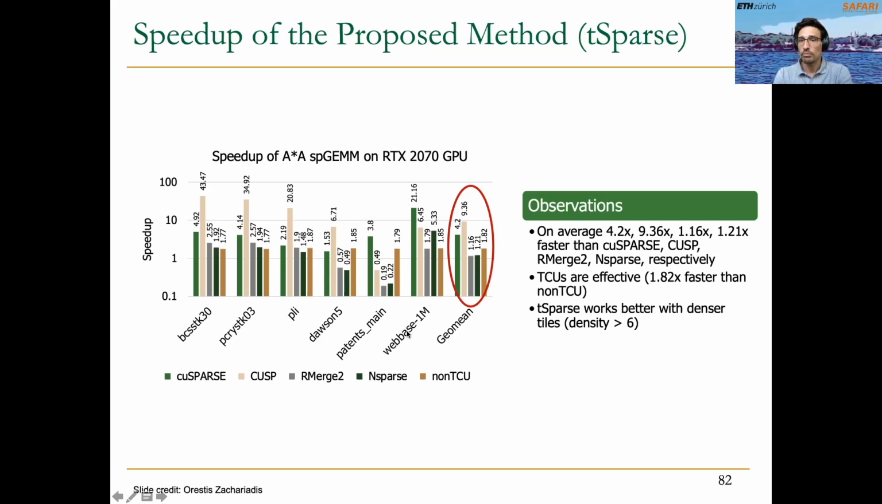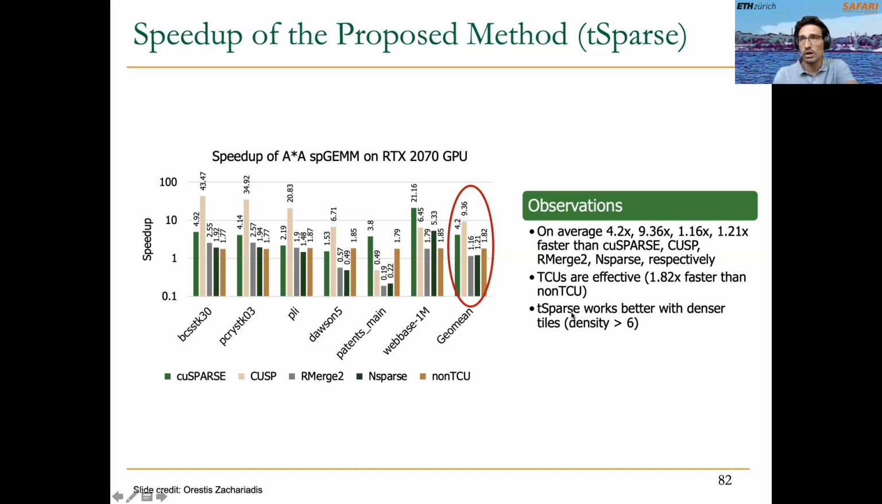Now, it's not a perfect solution for all different matrices, as you can see, but the average results are pretty positive. And using the TCUs for this calculation is definitely effective, as we are obtaining 82% more performance than the version that doesn't use the tensor core units.